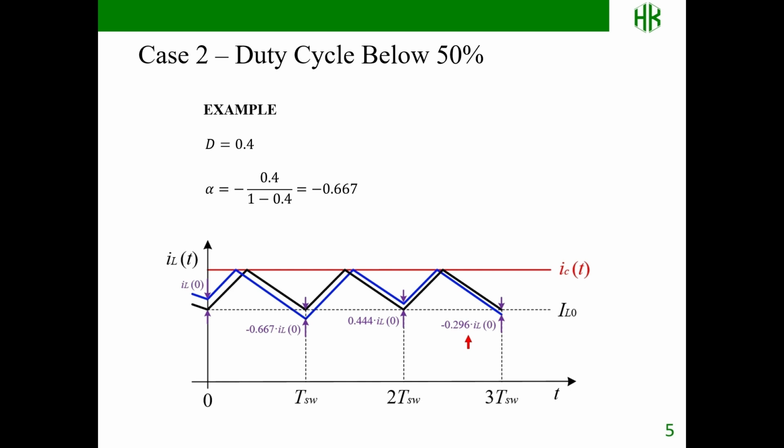Every switching cycle naturally corrects the error from the previous one. The perturbation is still sampled every switching cycle, but now the sampled dynamics attenuate the disturbance instead of amplifying it. And that is the fundamental difference between operating below and above 50% duty cycle.